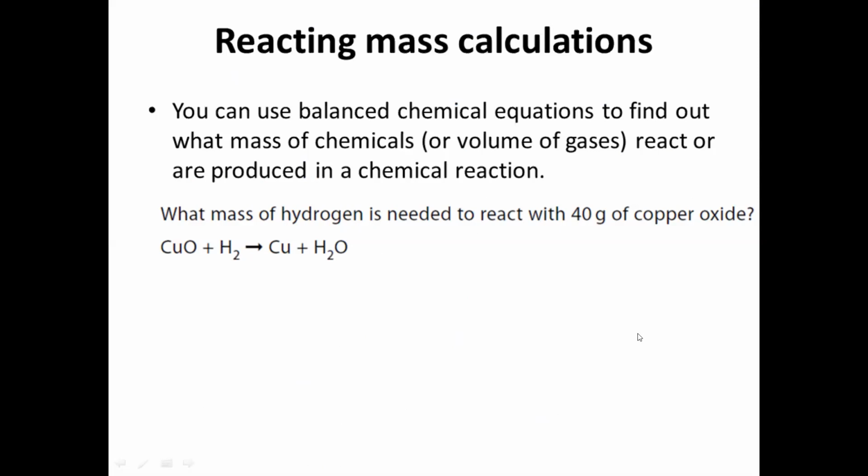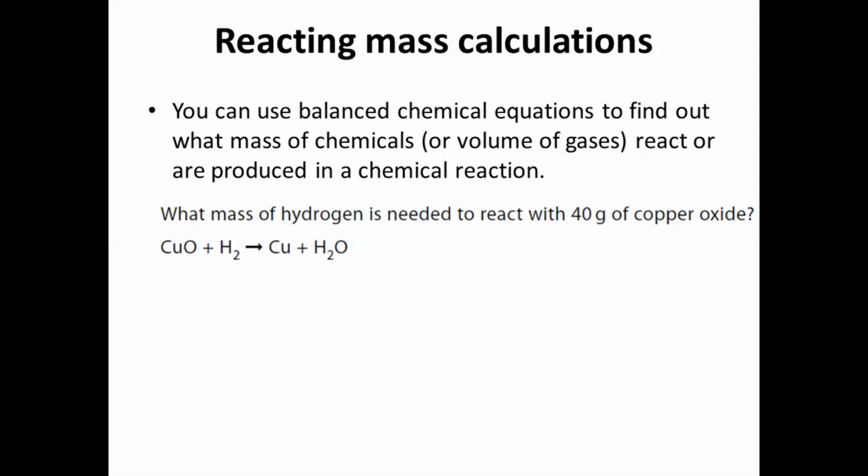So next bit, reacting mass calculations. So we're starting to get to some serious stuff now. We can use balanced chemical equations to find out what mass of chemicals, or volume if we're talking about gases, or volume when we're talking about solutions as well, if we know the concentrations, react or are produced in a chemical reaction. Okay, so this is a typical question. You did that in GCSE, so if this is easy, move on to the practice. If not, then look at me going through the examples.